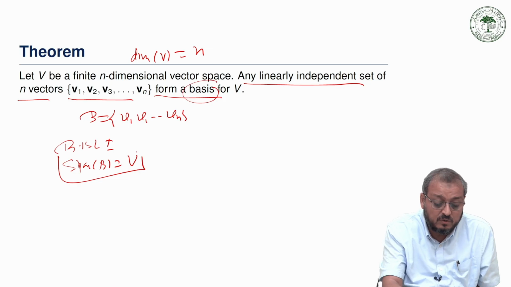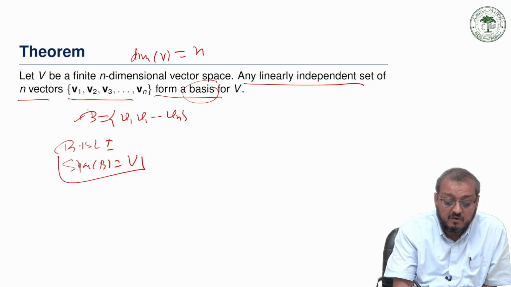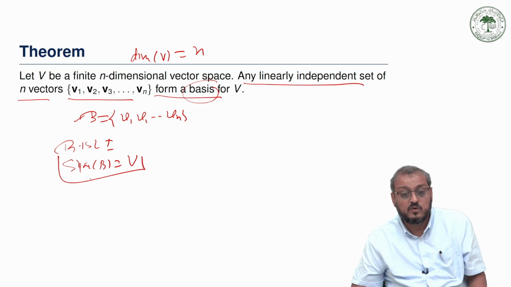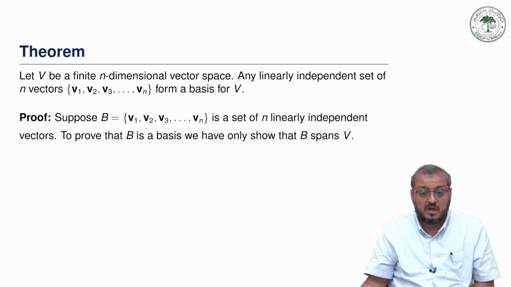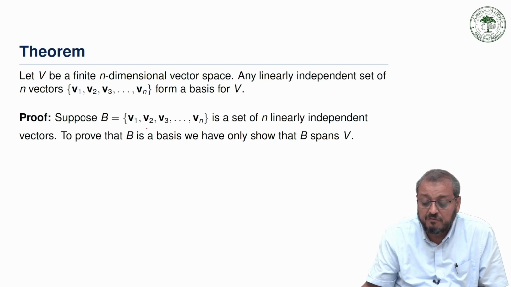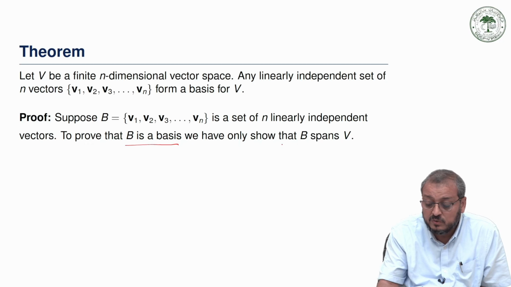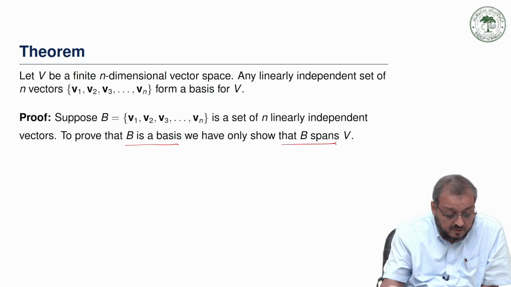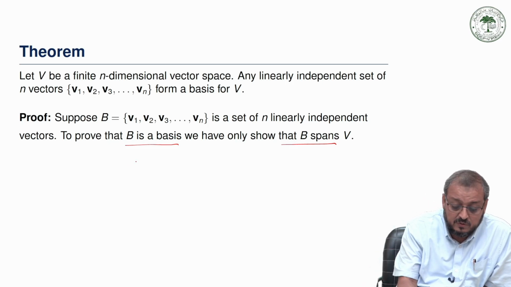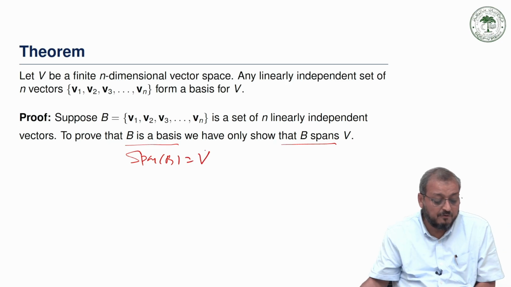So we try to solve this. B is automatically linearly independent. Now we show that the span of B is equal to V. Suppose B is equal to V1, V2, V3, up to Vn, a set of n linearly independent vectors. To prove B is a basis, we only need to show that B spans V, that the span of B is equal to V.